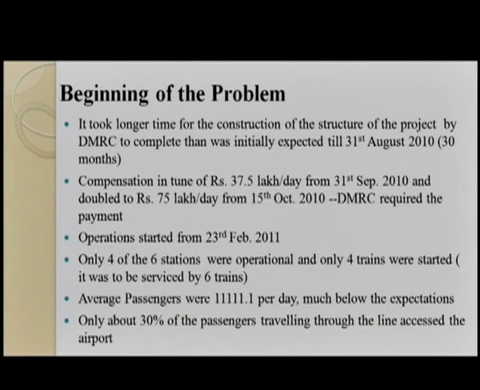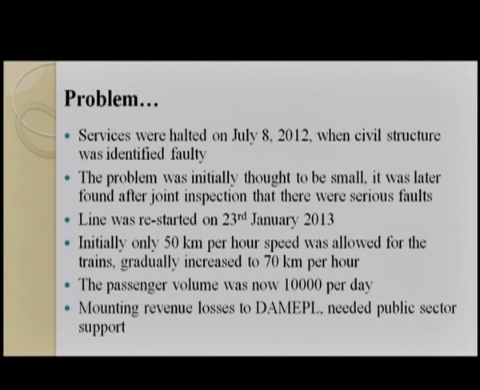Operation started from 23rd February 2011. Only 4 of the 6 stations were operational and only 4 trains were started. It was to be serviced by 6 trains. Average passengers were 11,111 per day, much below the expectations. Only about 13% of the passengers travelling through the line accessed it by the airport.